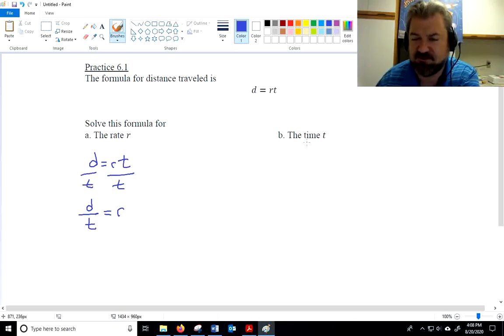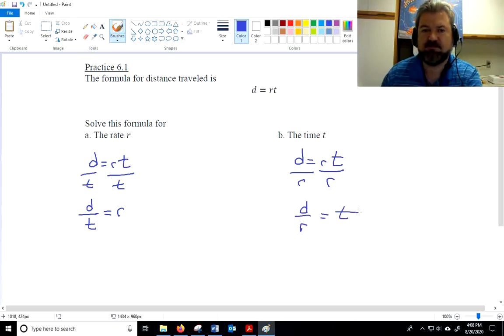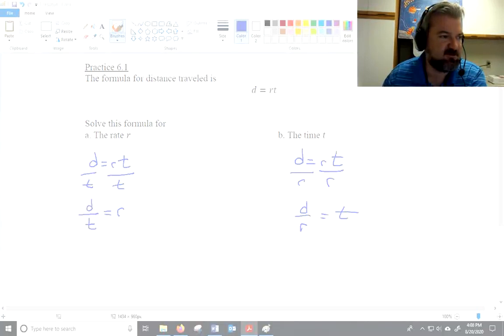Let's solve this one for the time t. So I have distance equals rate times time, and I'm going to solve it for time t. I'll divide both sides by r. Perfect. Okay, hopefully you didn't have too much trouble with that one. All right, let's take a look at this next equation here.